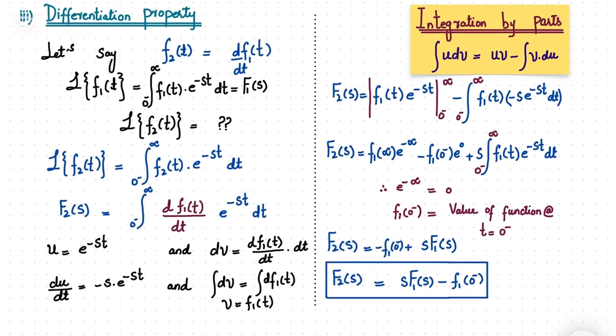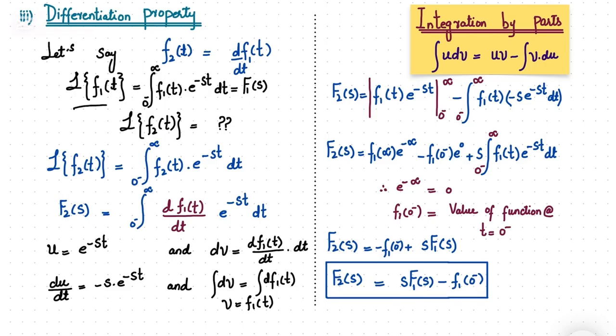Next is the differentiation property. The differentiation property means, let's say we have two functions f1 of t and f2 of t, and the second function f2 of t is the derivative of the first function f1 of t. It means instead of step by step calculating the Laplace transform of both functions, we will calculate the Laplace transform of the first function only, and then based on the differentiation property, we will relate the Laplace transform f2 of s with the Laplace transform f1 of s.